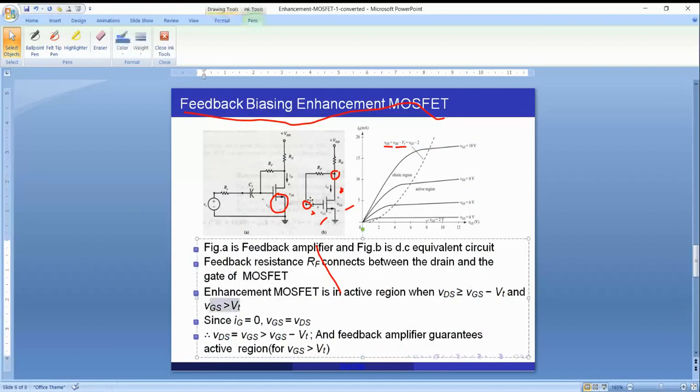Since IG is 0 and VDS is equal to VGS, substituting in the formula VDS greater than VGS minus VT, I can substitute VGS in the place of VDS. So VGS will obviously be greater than VGS minus VT because VT is always positive. Therefore, this guarantees that your enhancement MOSFET is operating in the active region.